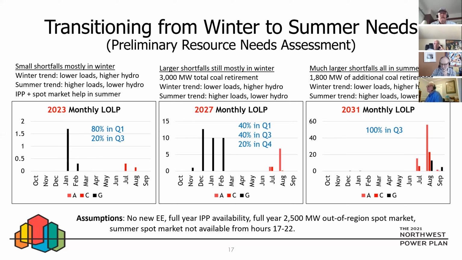So if we look at these, in 2023, about 80% of the problems are in winter. In 2027, we have a split: 40% in January through March, 40% in summer, and about 20% in the fall. And then by 2031, all the problems are in the summer. The council does not have a quarterly adequacy standard. They have an annual standard. And so this is something that we had to do. We had to assign these quarterly targets in order for us to get quarterly adequacy reserve margins. In the future, the council may have quarterly targets, we hope. Anyway, so this is how we did this.